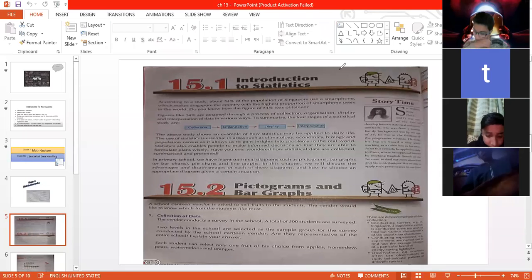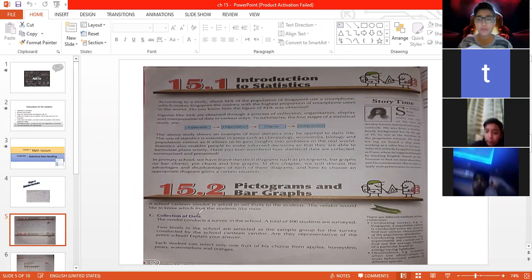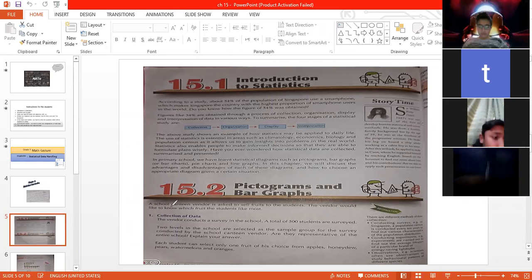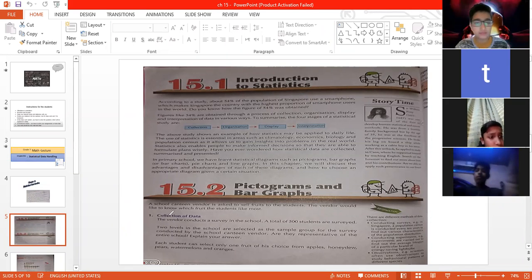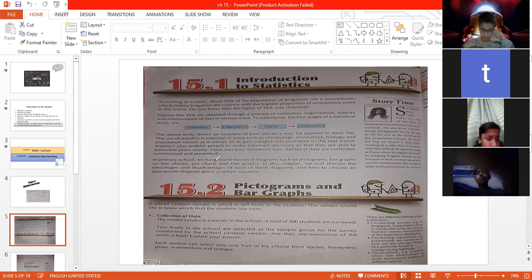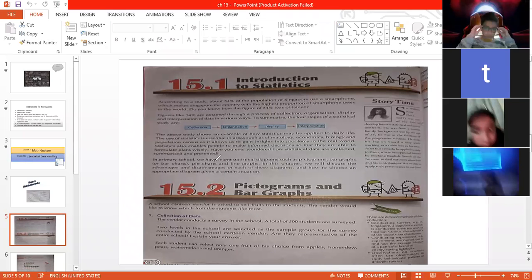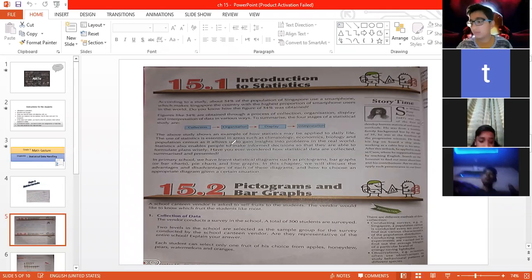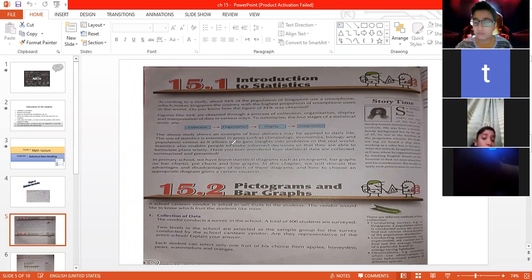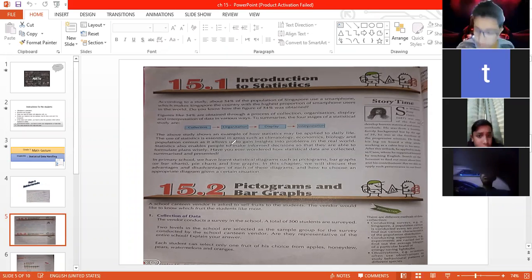For example, let's start with the pictogram and bar graphs. There is an example: a school canteen vendor is asked to sell fruits to the students. The vendor would like to know which fruit the students like the most. Is this clear? If a canteen vendor is asked to sell fruits to the students, he first interprets the results of which fruit is most popular among the students, so that he can sell this fruit, right?